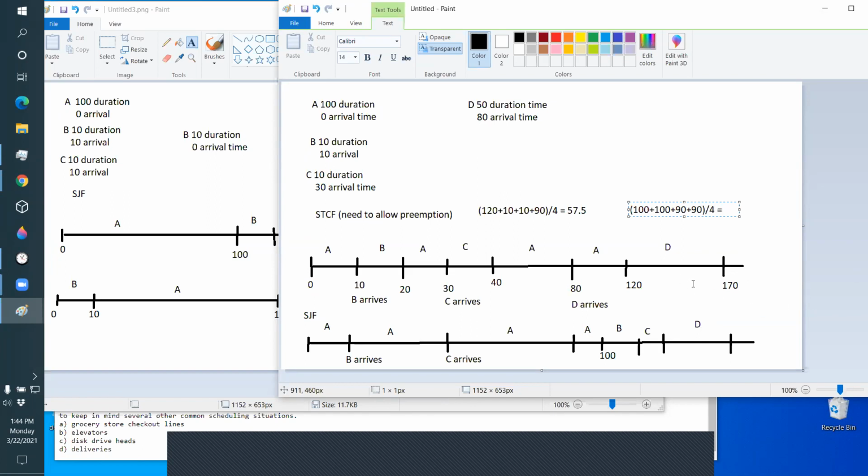Now, what's that turnaround? Notice that the turnaround time is 100 plus 100 plus 90 plus 90. So it's just a little bit under 100. What is it? Let's see. What's 380 divided by 4? 95. I think 95.